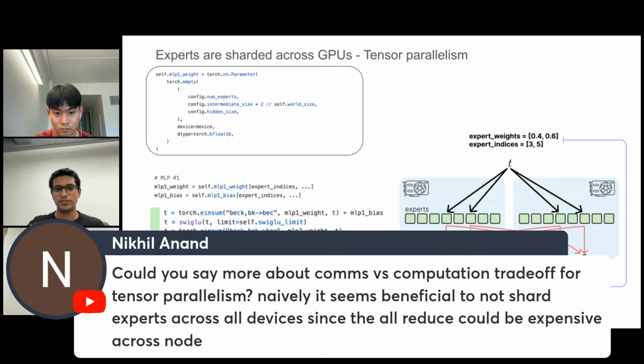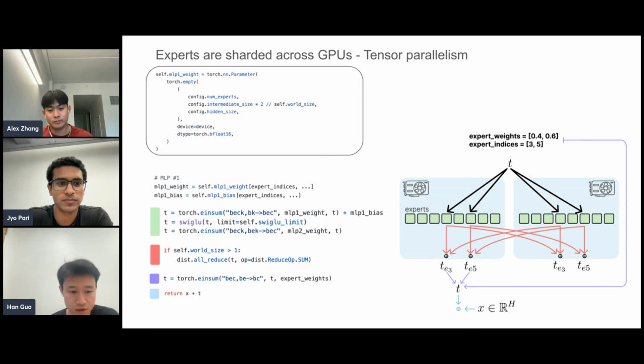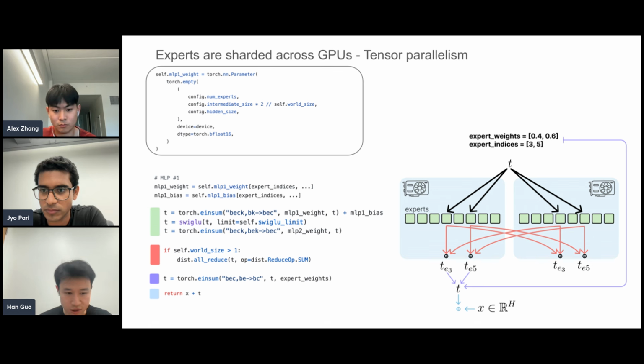Can you say more about communication versus computation trade-off for tensor parallelism? I'm speaking in general. Tensor parallelism is designed for reducing the latency. The price you pay is the extra communication. As a result, for inference, usually people use a lot of tensor parallelism to reduce the latency. But the price you pay is that, especially doing the passes for the model, you actually have to do a lot of communication between different layers.